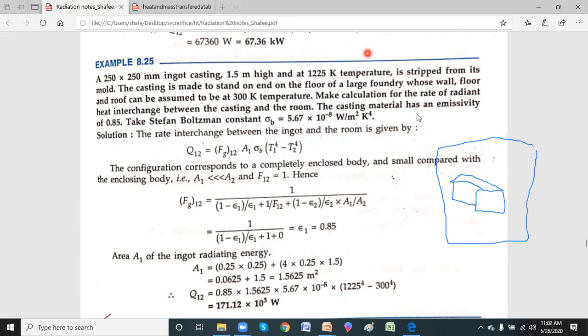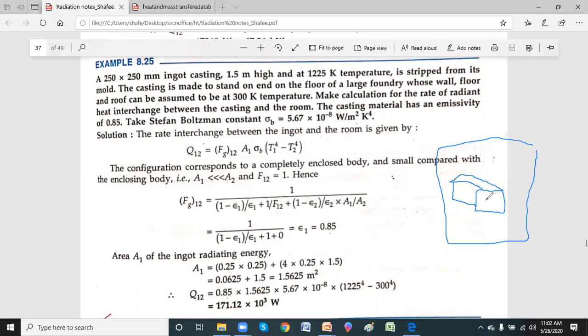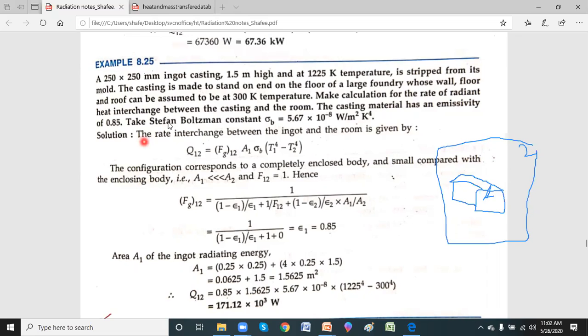So I'll assume this surface as 1, and this entire room has 2. Now in that case, let me just write the problem. Make the calculation for radiation heat exchange between the casting and the room. The casting material has an emissivity of 0.85. So epsilon 1 is 0.85.